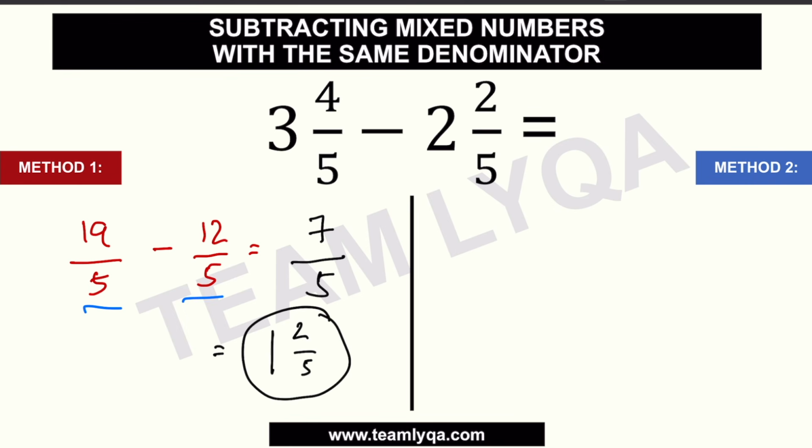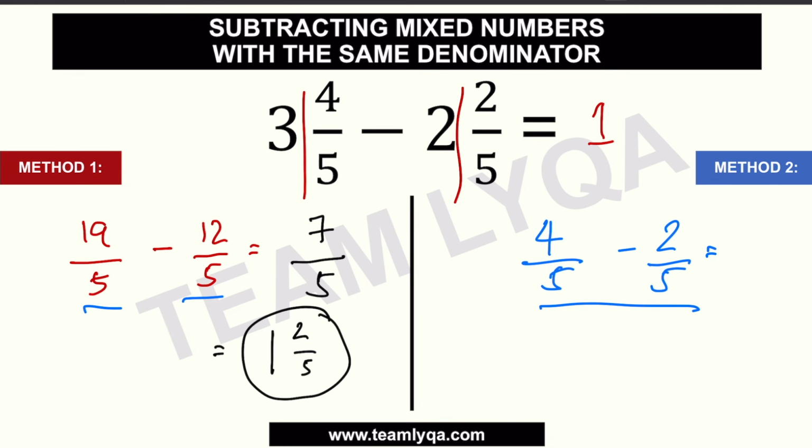Yung 4 over 5, ay mas malaki sa 2 over 5? Kasi kung mas malaki siya, walang problema. Pwede natin gawin yung ginawa natin kanina, which is basically, again, splitting it. 3 minus 2 muna, that would be 1. Tapos, ang poproblemahin ko na lang would be 4 over 5 minus 2 over 5. Which again is very easy.